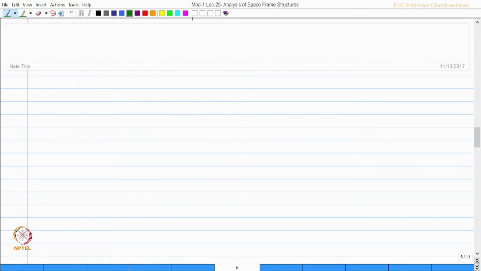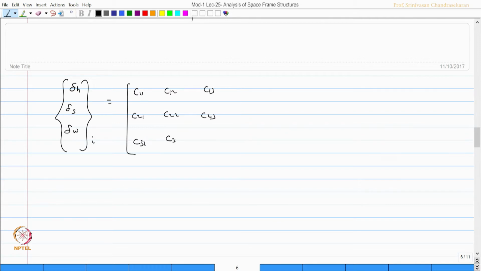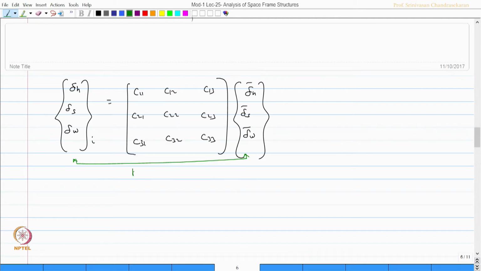I can also do the same thing for the kth end. Let us do that quickly. Delta h, delta s, delta w is connected to that of the global displacements by this matrix, whereas these are connecting translations at the kth end, equation 3.